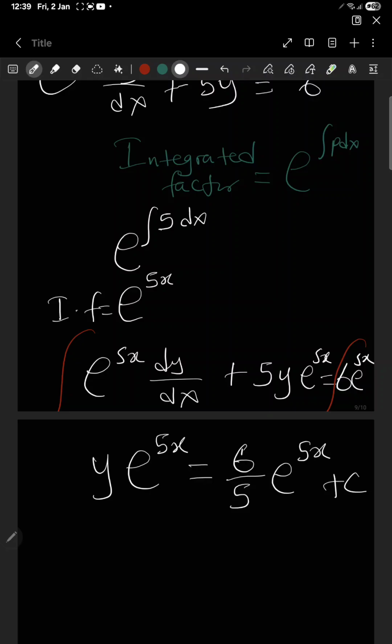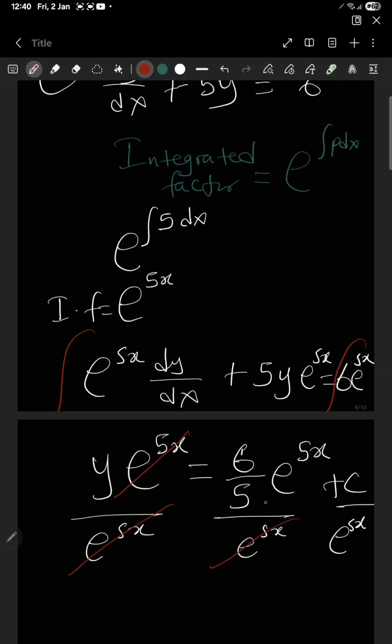So what you can do is, if you really want to remain with the y, you can divide throughout by e to power 5x. So by doing so, you divide this side by e to power 5x, you divide here by e to power 5x, you also divide there by e to power 5x. That means we are going to cancel this and that, also this and that. They will cancel, meaning we are going to remain with y is equal to 6 over 5, then plus c over e to power 5x.